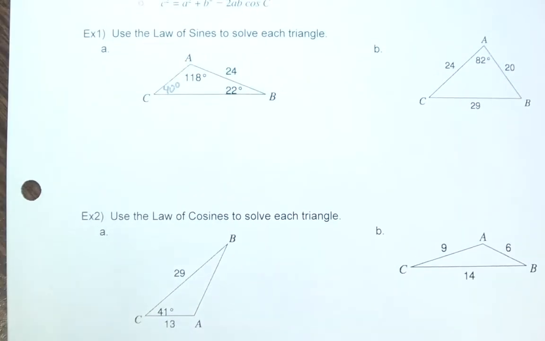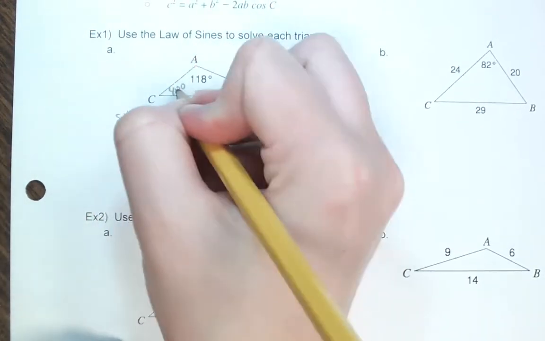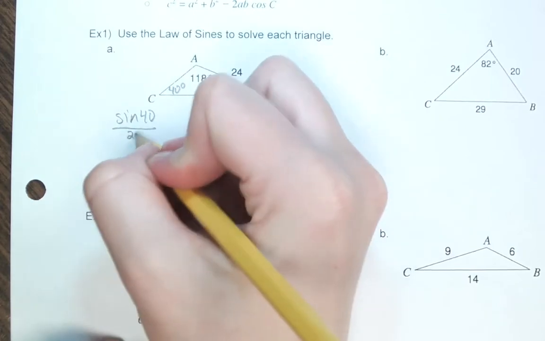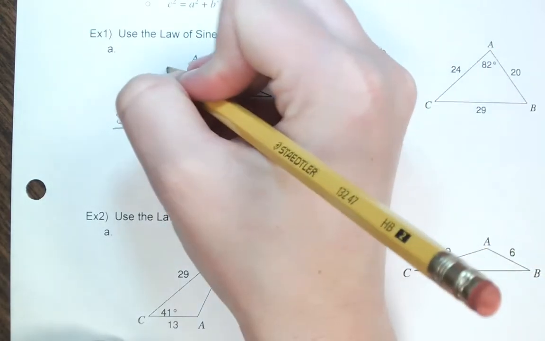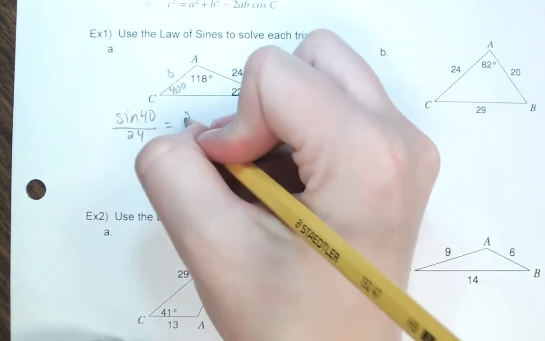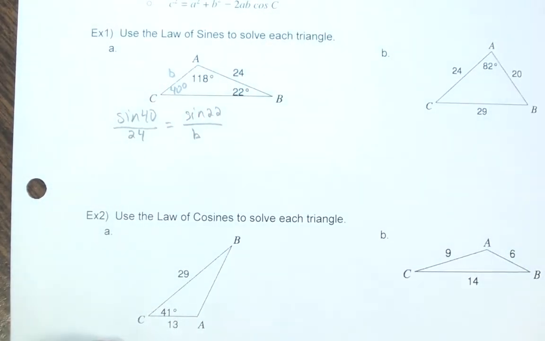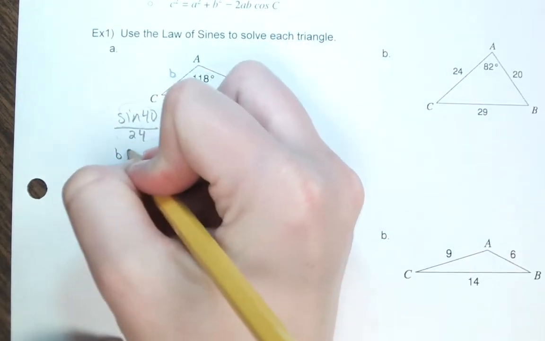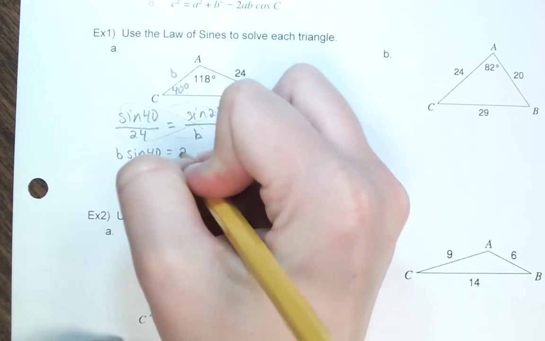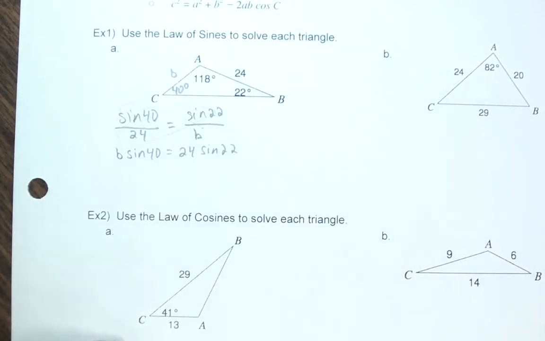Now I can set up my law of sines. I'm going to say sine of 40 over side opposite, 24, equals, and then I can pick one of the other ones. So let's start with this. This would be little b. So sine of 22 over little b. Now I'm going to cross multiply. So b times the sine of 40 equals 24 times the sine of 22. And then I'm going to divide both sides by the sine of 40.